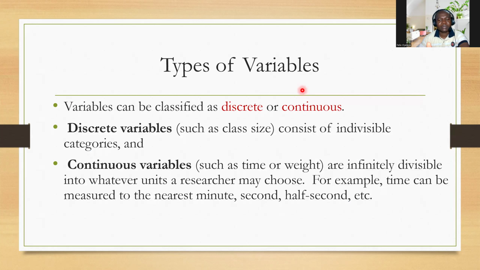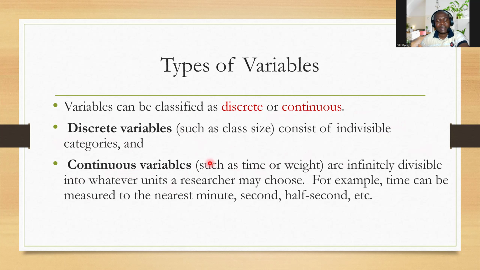Basically, we can categorize variables into two. We have the discrete variables and we have the continuous variables. The discrete variable consists of indivisible categories. They are usually absolute values, like the number of students in a class or the number of houses. More importantly, numbers that take absolute values are referred to as discrete variables, okay? Now you can also have the continuous variable. Such variables are like time or weight, okay?